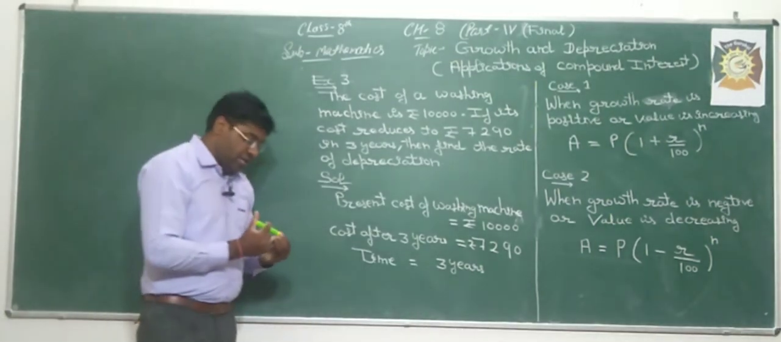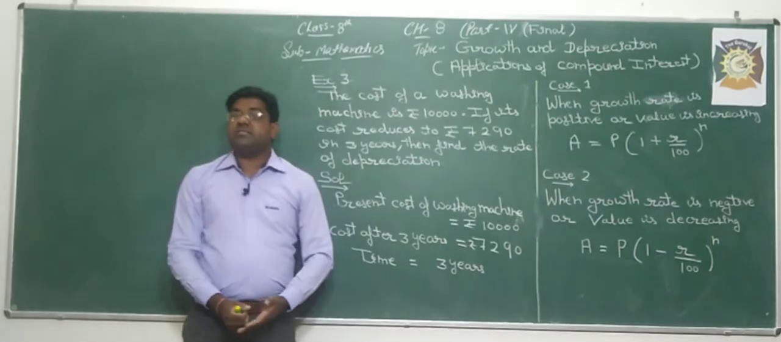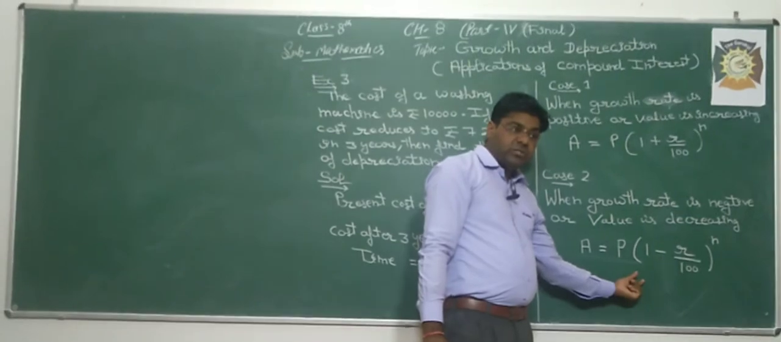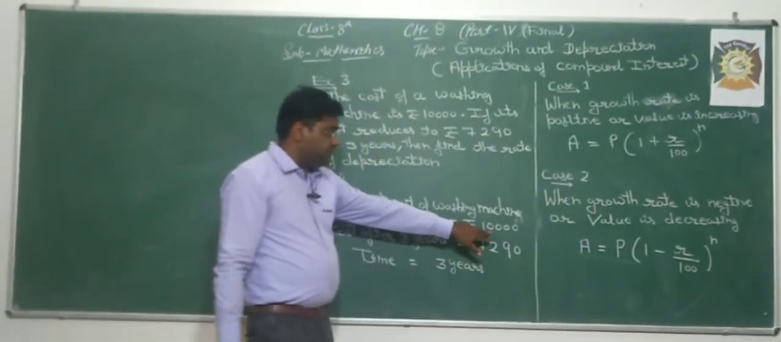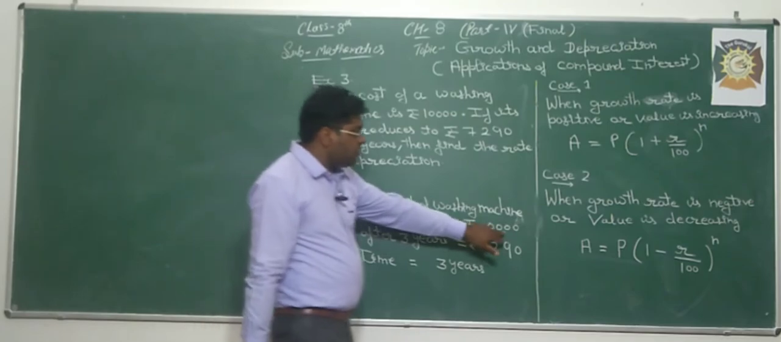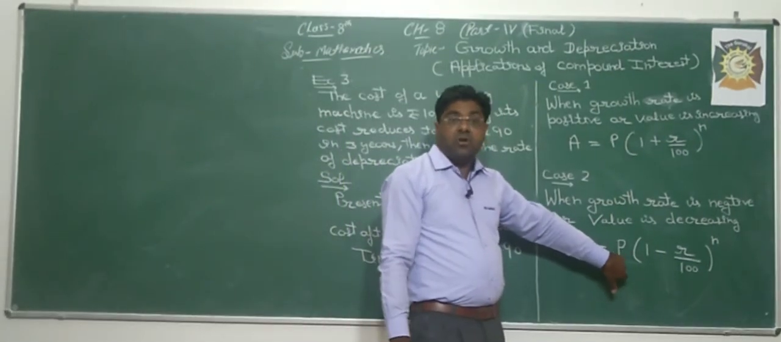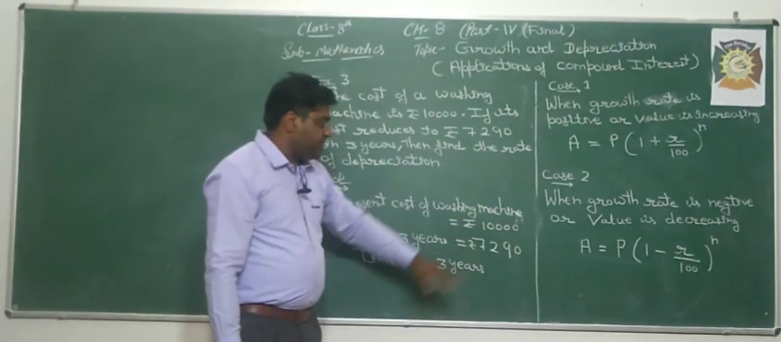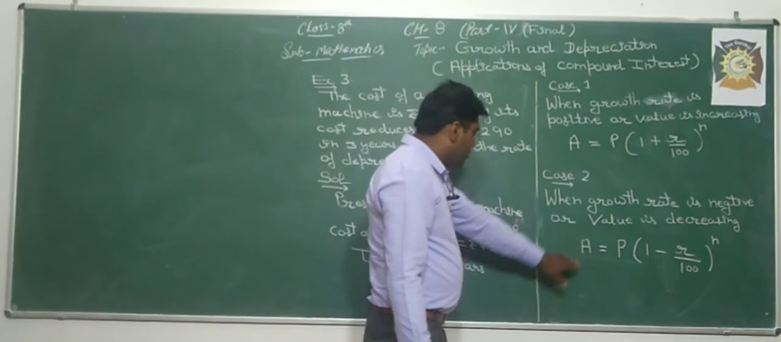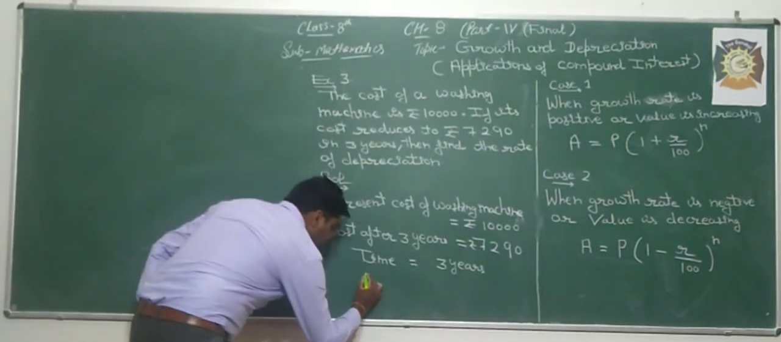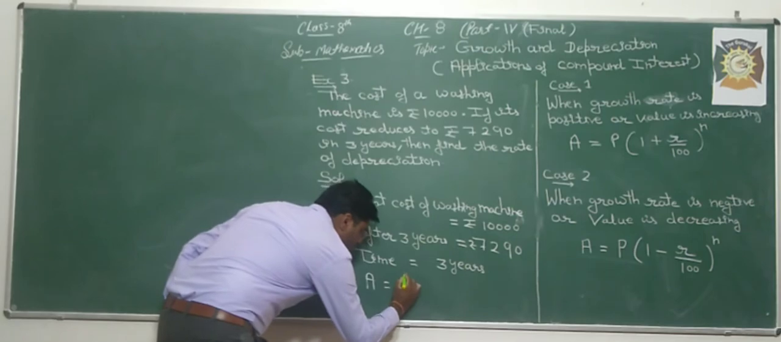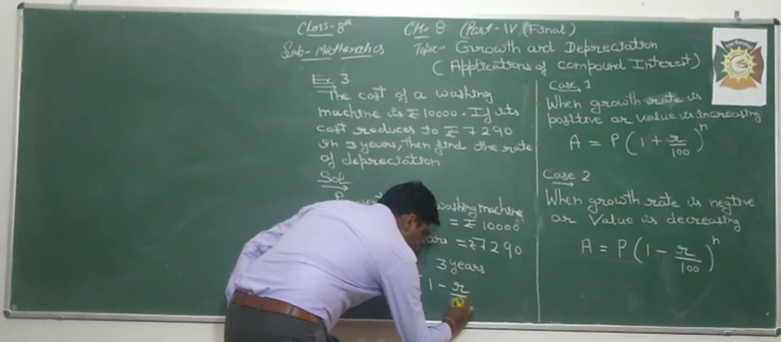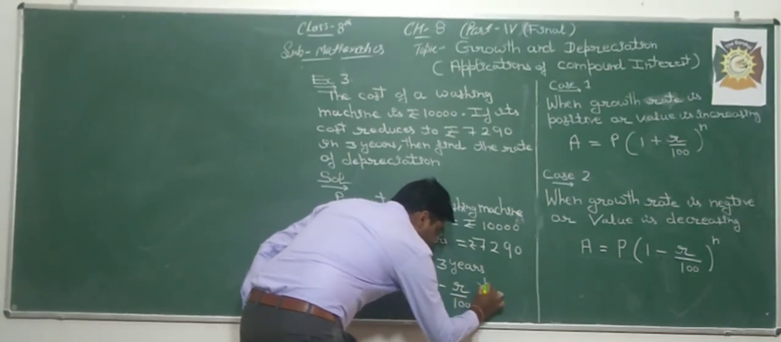Now, students, observe it carefully. Which formula can we use here, because the value is decreasing? We can use this formula. Now, 10,000 we take as P, because we are applying the rate of decrease on this cost, and this is the A here. So first of all, write down the formula. A is equal to P into 1 minus rate upon 100 raised to the power n.